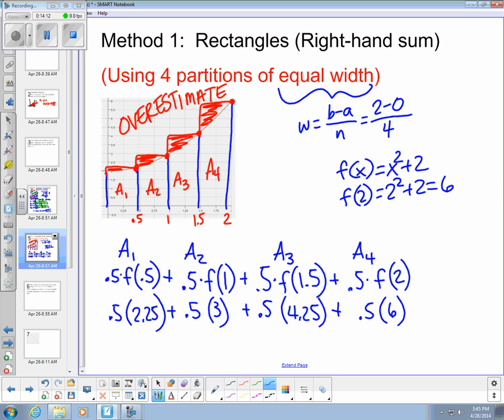When you multiply all that out and add it up, you will come out with an answer of 7.75. And again, we said that was an overestimate. So our first estimate was 5.75, which was too low. 7.75 is too high. The actual area is somewhere in between.